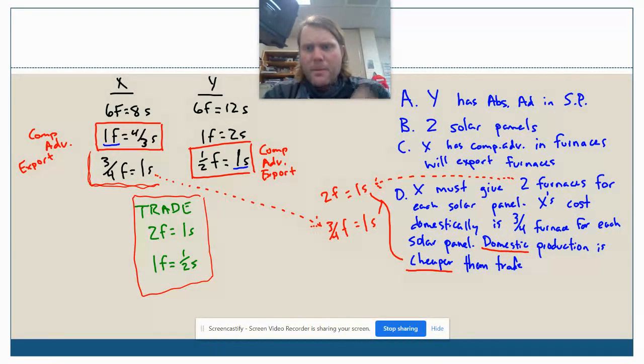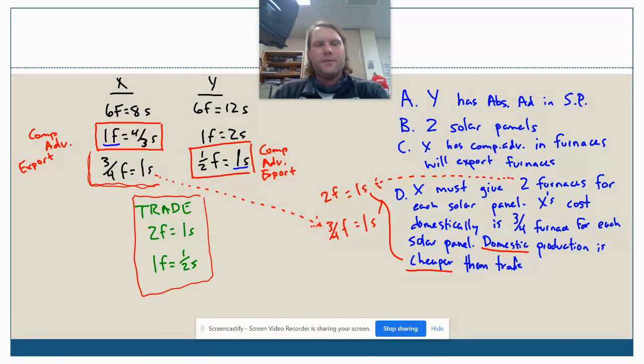Now, domestic production in this case is cheaper. They're giving up less. Remember, they'd have to give up two furnaces for every solar panel if they were to get better deals. So domestic production is cheaper than trade. Like I said, they're going to produce domestically. They would not trade in this case. For them to trade, they would have to get more than this 4/3 for their one furnace. That's what they would have to get. Obviously, they get less than 4/3 for that one furnace there.